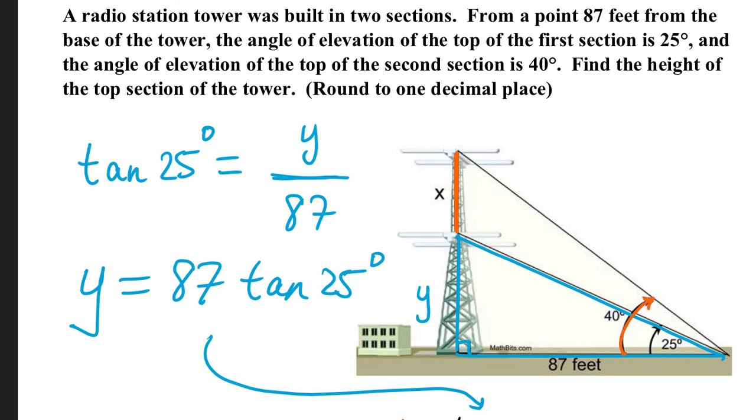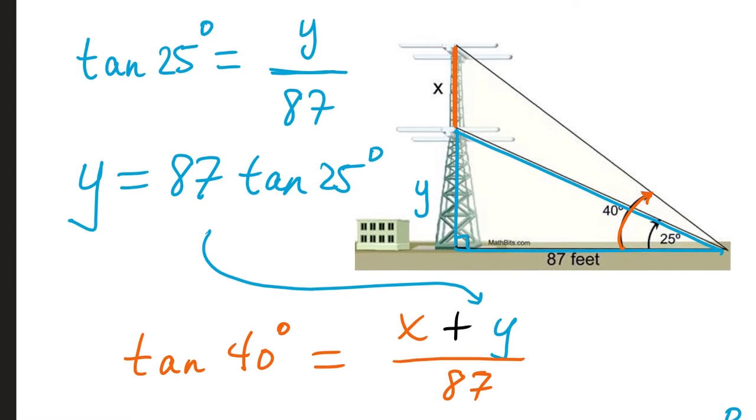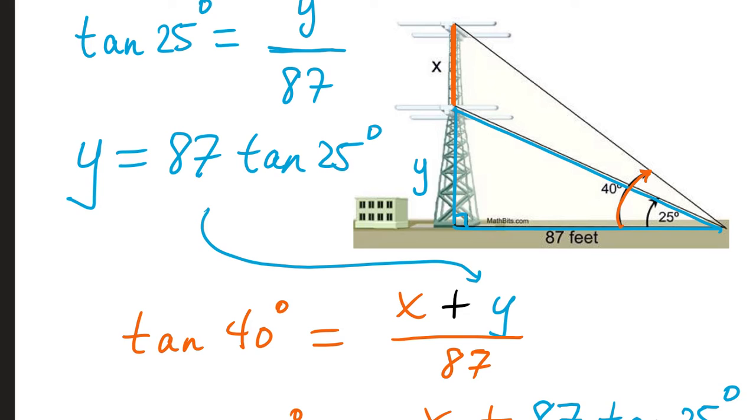Now, since we know y has an exact value of 87 tangent of 25 degrees, now look at the big triangle. X plus y is opposite of 40 degrees. 87 feet is still adjacent, so we can set up a trig ratio using the big triangle, and we can write that as tangent of 40 degrees is equal to x plus y over 87. Multiply both sides by 87.